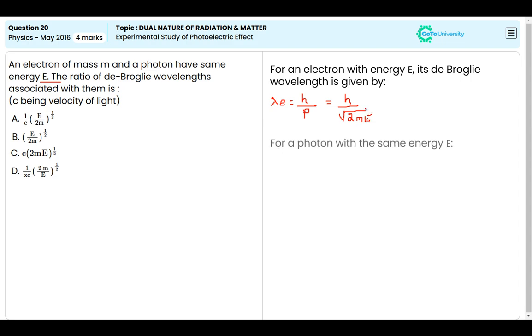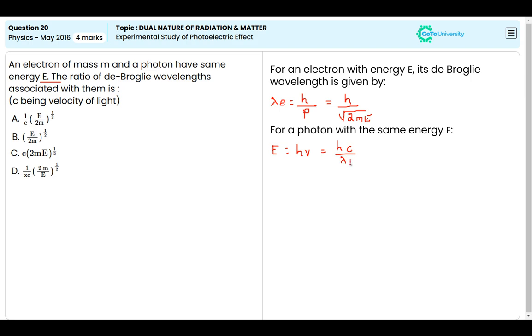Then for a photon with the same energy E, we can write E is equal to h times v, and we can write it as hc divided by lambda_p. Then this leads to lambda_p is equal to hc divided by E.